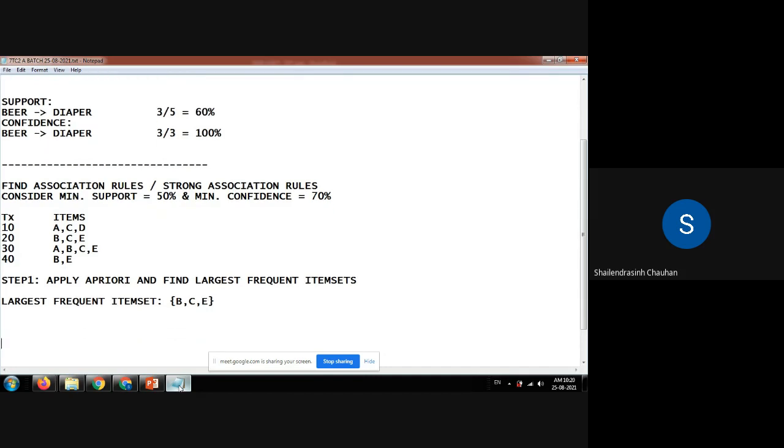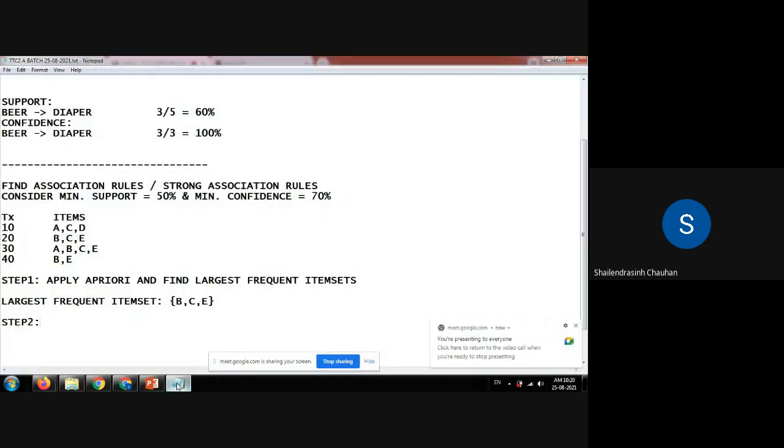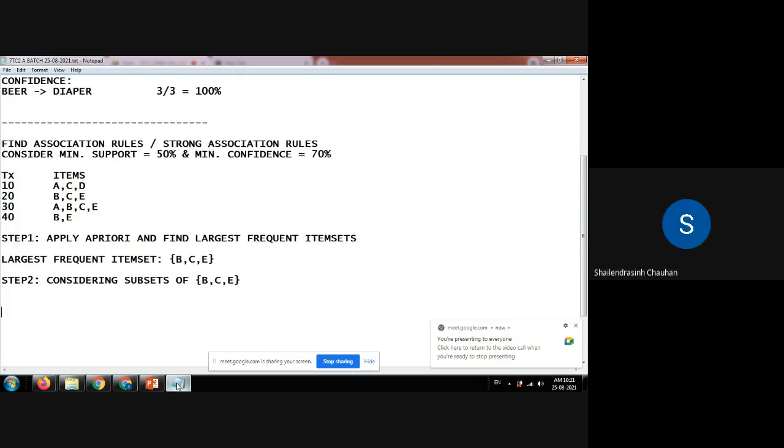So after that, step number 2, now we will start to find association rules. Now this is the second half of the sum. And here you need to consider the subsets of BC. So which will be the subsets of this BC?